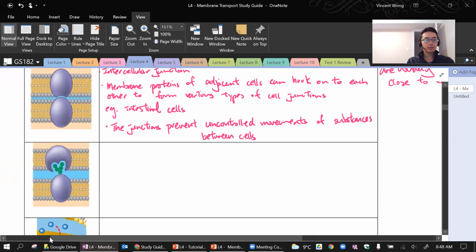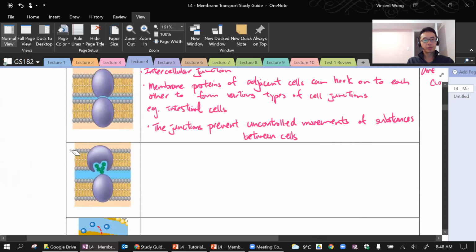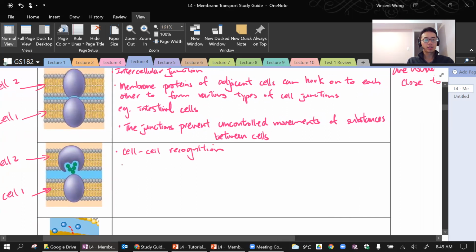All right, next here, we have two cells. This is cell number one, and this is cell number two. Same thing here, right? This is cell number one, cell number two. So another function is cell recognition. How does a cell know what belongs to the body and what does not?